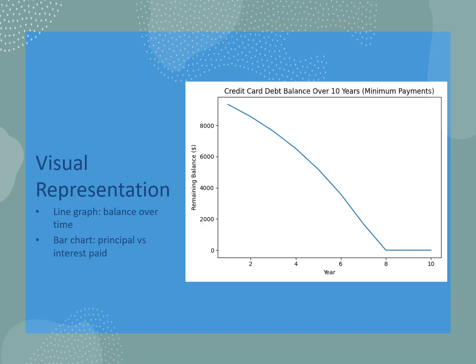This visual representation helps illustrate the data more clearly. The line graph shows the remaining balance over time, while the bar chart compares how much of the total payments go towards principal versus interest. The graphs make it easier to see that the balance decreases slowly and that interest dominates the repayment process, especially in the early years. Visualizing the data helps make the impact of compound interest more understandable.